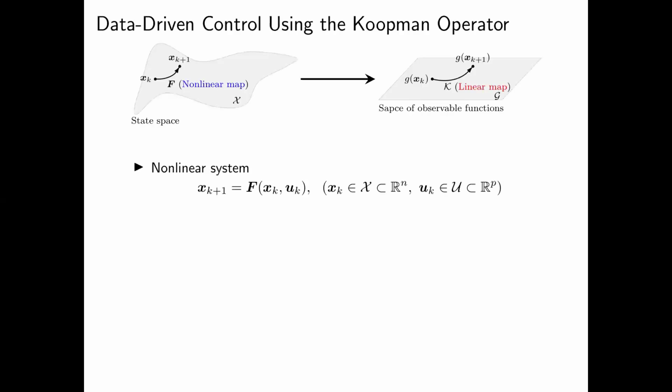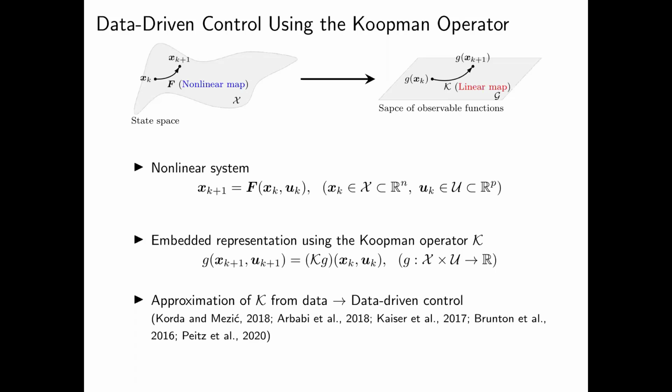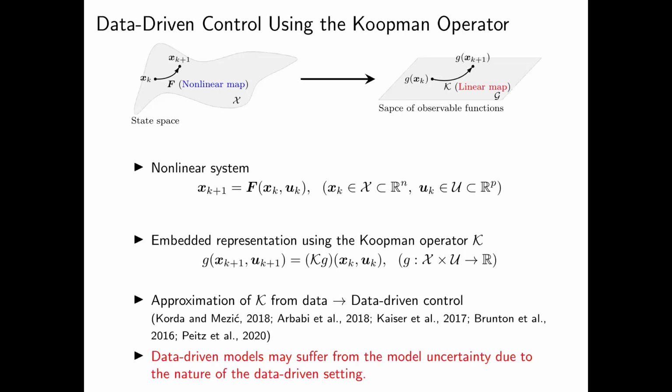Consider a problem to control a nonlinear system given by the map F. Using the Koopman operator, which governs the evolution of so-called observable functions, we may represent the nonlinear dynamics in an infinite-dimensional function space. Further, based on numerical approximations of the Koopman operator, controllers can be designed in purely data-driven manners.